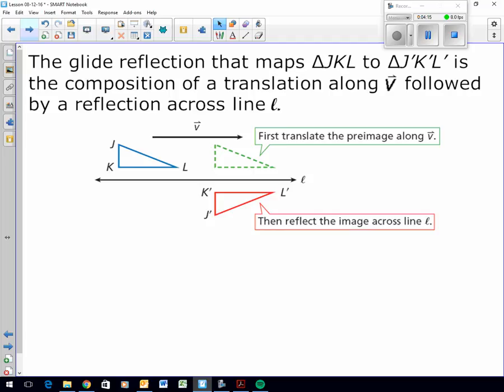Okay. Notice what happens here. On JKL, the blue triangle, it's translated. What does translated mean? Let's try that again. What does translate mean? Slide.